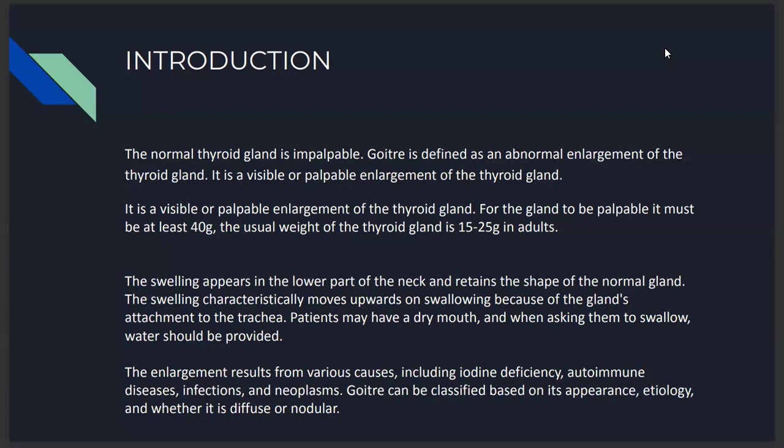The swelling appears in the lower part of the neck and retains the shape of the normal gland. The swelling characteristically moves upwards on swallowing because of the gland's attachment to the trachea. Patients may have a dry mouth, and when asking them to swallow, water should be provided. The enlargement results from various causes such as iodine deficiency, autoimmune diseases, infections, and neoplasms. Goiter can be classified based on its appearance, etiology, and whether it is diffuse or nodular.